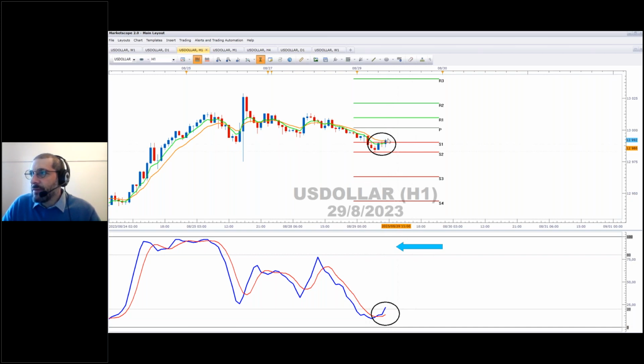So it looks as if we're potentially getting the crossover on the dollar. Now, if we're getting a crossover on the dollar, it's quite likely that other instruments are starting to move as well. Let's go down to the euro US dollar, take a look and see if we get any signals there.